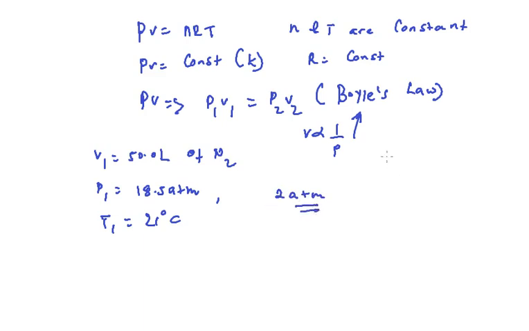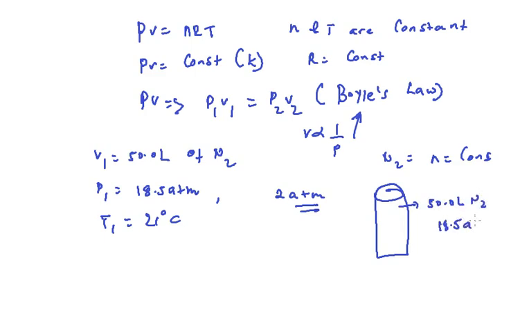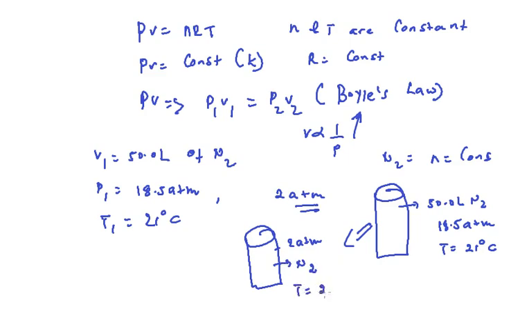Now remember, we're talking about nitrogen, so the number of moles is constant, it never changes. So we have a piston here. Initially we have 50.0 liters of nitrogen under 18.5 atm. The temperature is constant, which is 21 Celsius. Now we want to reduce the pressure. Instead of 18.5 atm, we have the same container, but this time we will have 2 atm, and it's still the same substance, diatomic nitrogen, and the temperature is also the same, 21 degrees centigrade. So I'd like to know, if I reduce the pressure from 18.5 to 2 atm, what would be the volume?